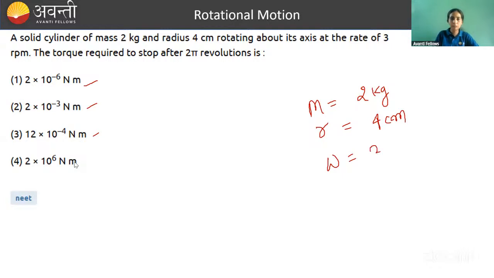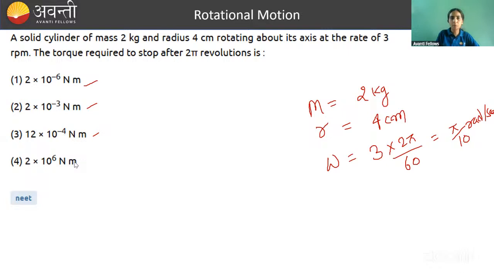Done it? So 3 rotation per minute means 3 into 2 pi divided by 60. One rotation means 2 pi radian. 1 minute means 60 seconds. So this will become how much? This will become pi by 10 radian per second. So omega we have got already.